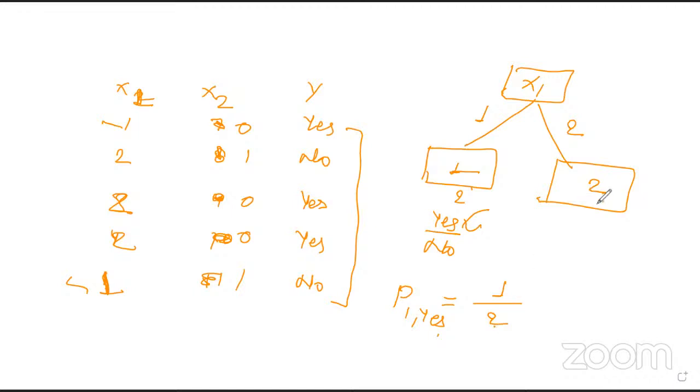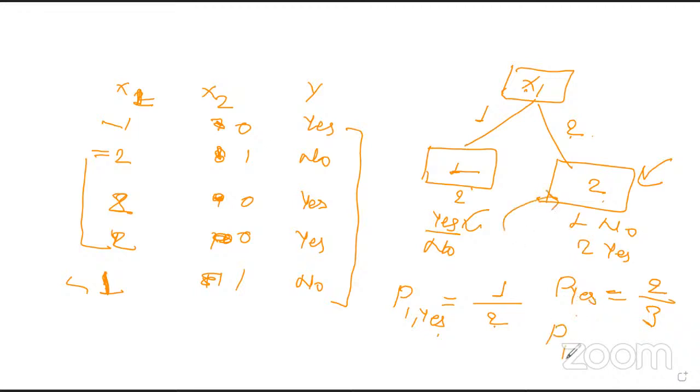Similarly for the other node. What are the data points here? All those data points for which x1 is 2. So these 3 data points belong to this node, right? In this we have 1 no and 2 yes. So if we calculate the probability of yes here, 2 points belong to class yes out of 3 total points. So P of yes is 2/3, and similarly P of no will be 1/3.